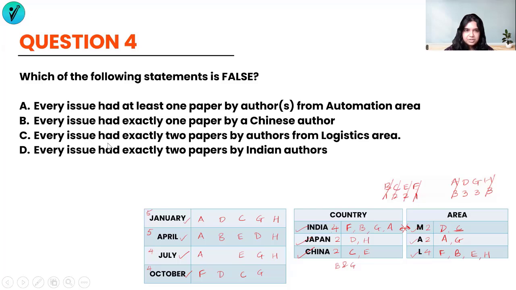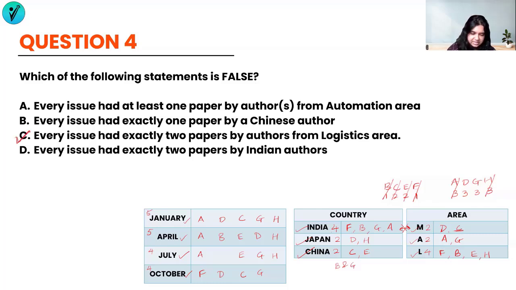C says every issue had exactly 2 papers by authors from logistics. So we need exactly 2 from logistics in every issue. Let's see. F, B, E, and H. We need exactly 2 of them. There's only 1 person in January from logistics. You need exactly 2 papers, which is not a correct answer. So this is going to be false. And hence, that's going to be the answer to which of the following statements are false.